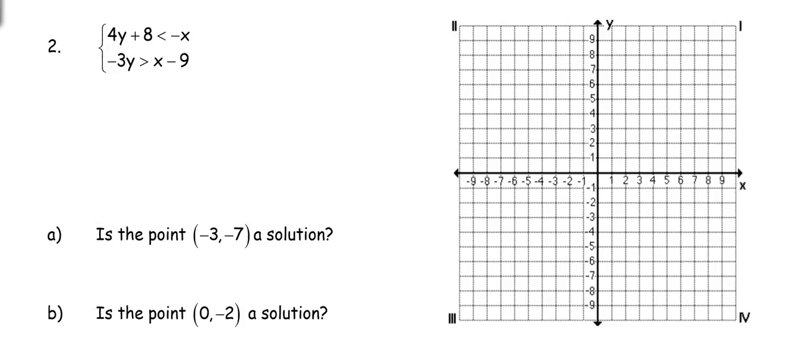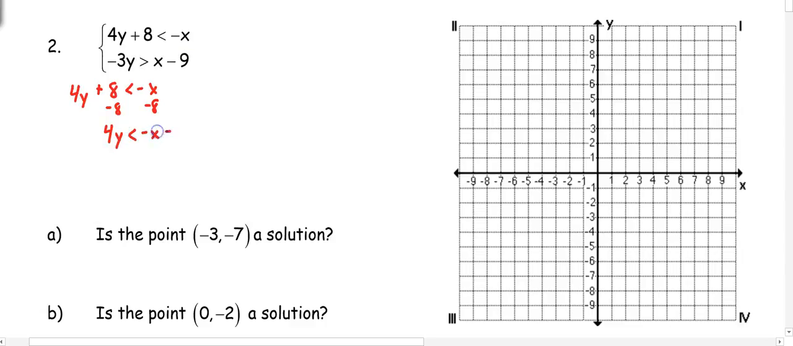So in number 2, the first equation, we have 4y plus 8 is less than negative x. So I'm going to need to solve for y first. So I'm going to rewrite the equation. And the first thing I'm going to do is subtract 8 from both sides. And I get 4y is less than negative x minus 8. I'm going to divide everything by 4. So I get y is less than negative 1/4 x minus 2.